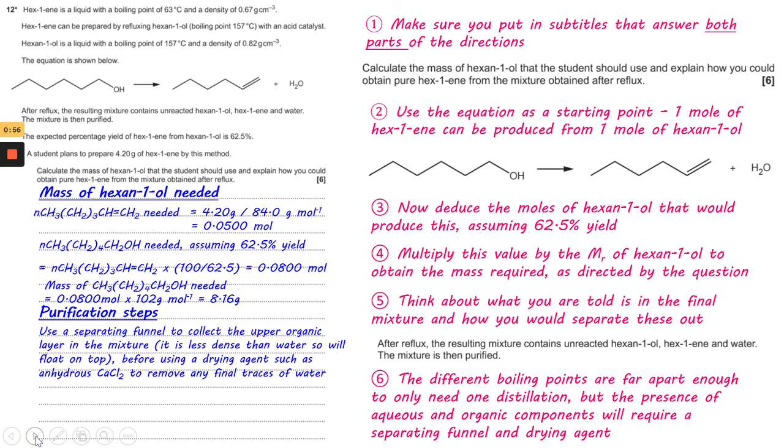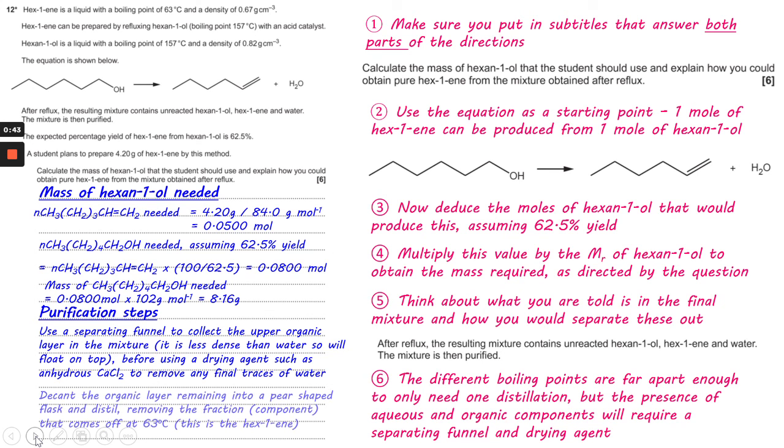So you need to state that you're using a separating funnel to collect the upper organic layer in the mixture. It's less dense than water, so it will float on top of the aqueous layer. Before you use a drying agent such as anhydrous CaCl2 to remove any final traces of water. Then you decant the organic layer remaining into a pear-shaped flask and distill, removing the fraction that comes off at 63 degrees C, which is this hex-1-ene that you're after.